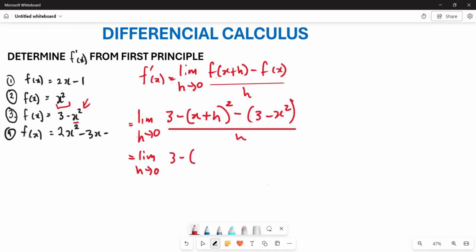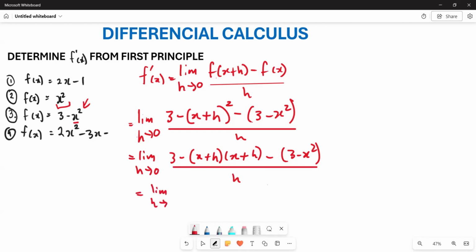3 subtract, this is going to be the same as what? x plus h, x plus h, subtract what? Subtract 3, subtract x squared, right? Over what? Over your h altogether. Now, what is this going to be? Now, this is going to be your limit as h approaches 0.